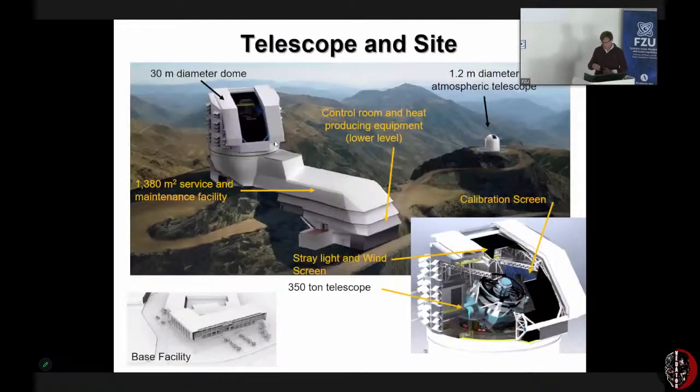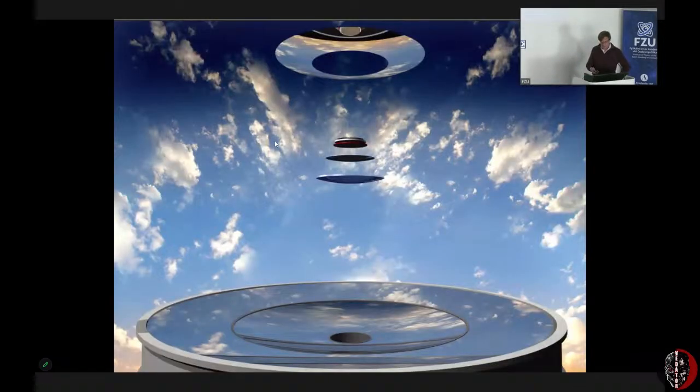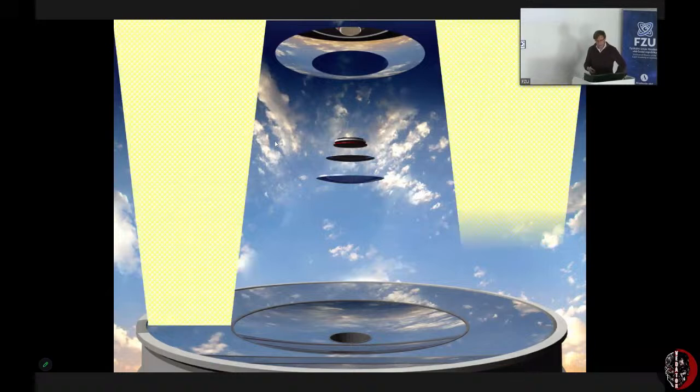Now, the telescope in an artist's view is shown here, and I'll show you real photographs in a few minutes. It will be a 30-meter diameter dome, with a lot of space for control rooms, and also to store the mirrors and other equipment. Then there's also an auxiliary telescope to monitor the atmosphere nearby. And the telescope itself, with the camera, is inside the dome, of course, and I'll show more about this later. So that's how the rays go.